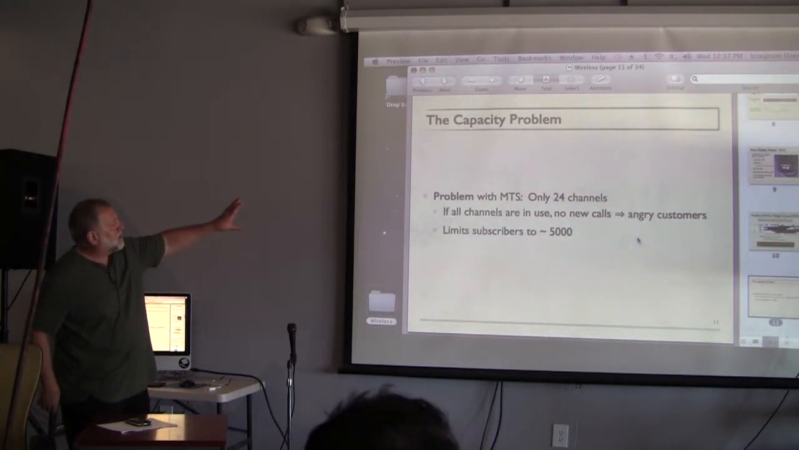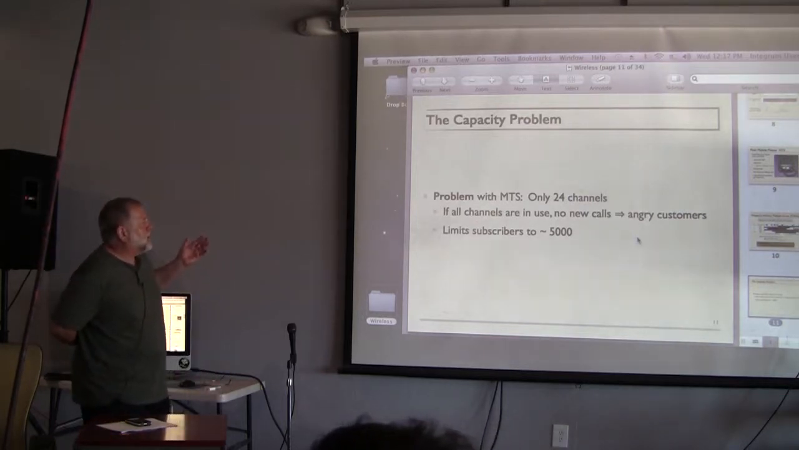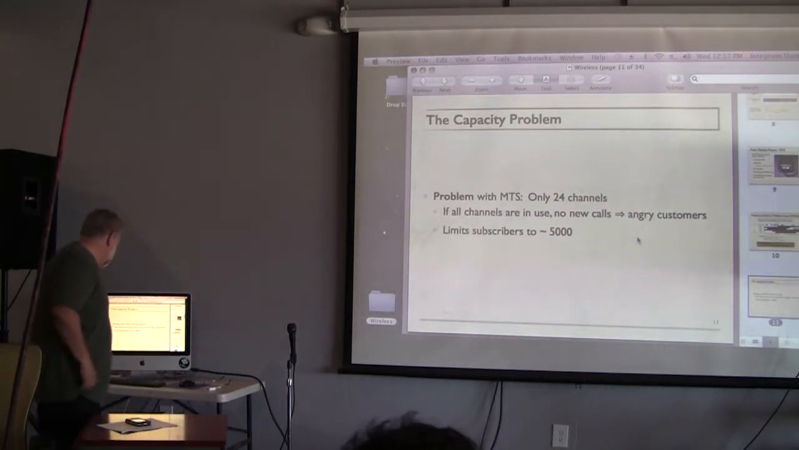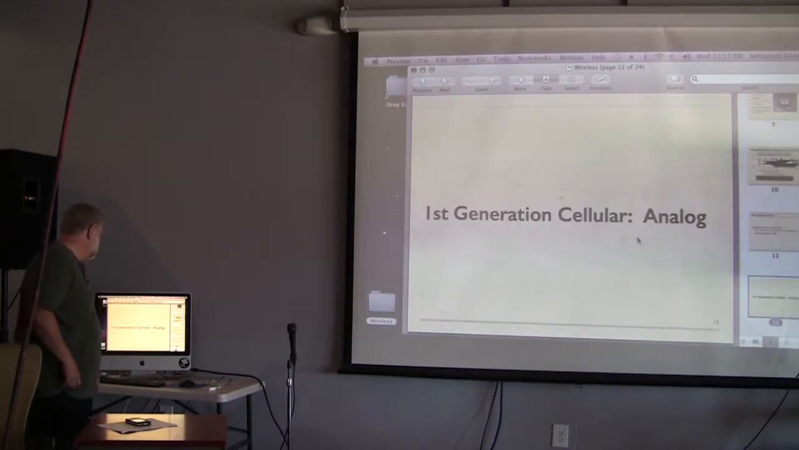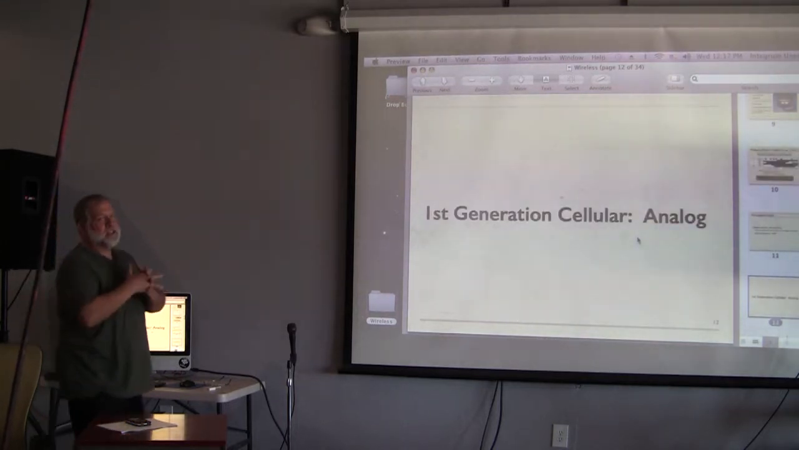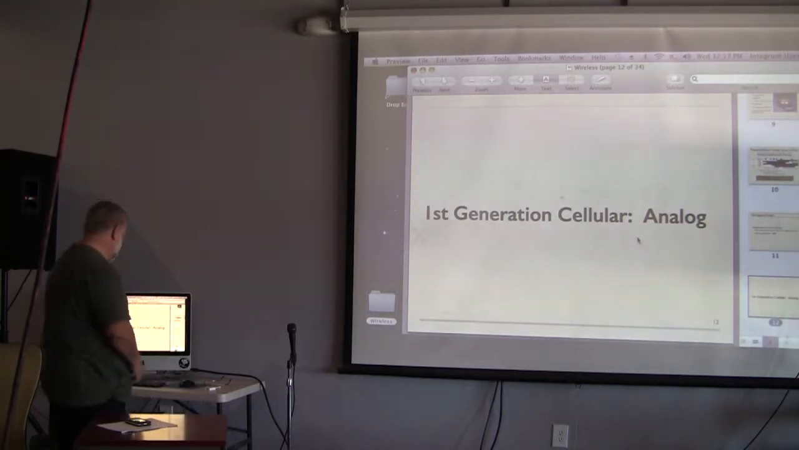Maybe I have that on my next slide. But at any rate, you see the capacity problem. You only had 24 channels, and if you overload it with users, you're going to have angry users. Okay, so the first generation, the first G, was the analog telephone system.